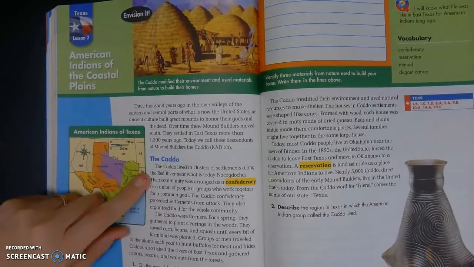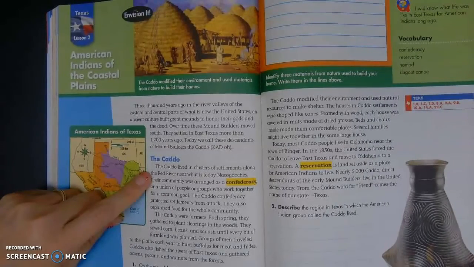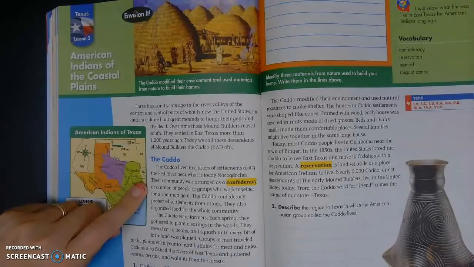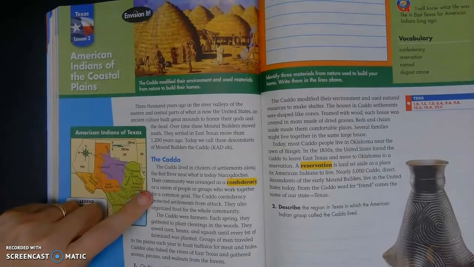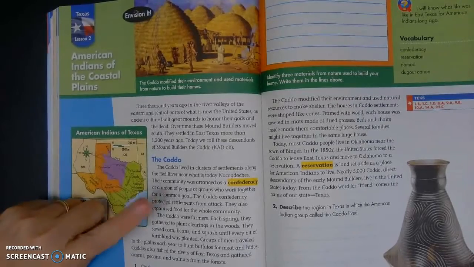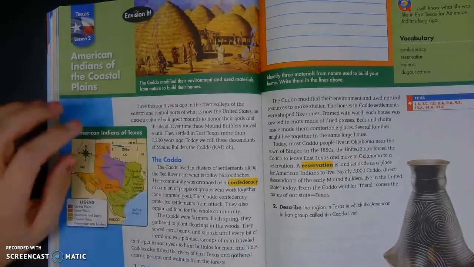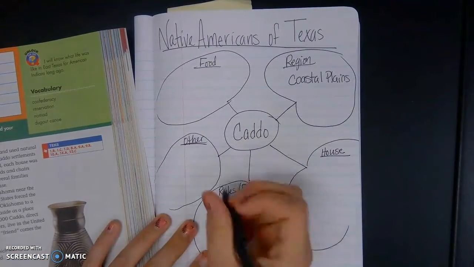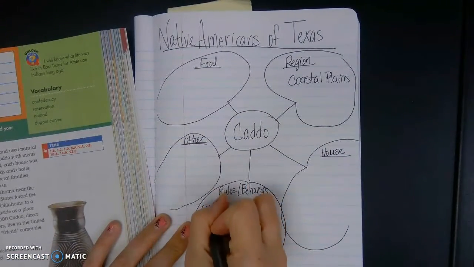All right. The Caddo lived in clusters of settlements along the Red River, near what is now Nacogdoches. Their community was arranged as a confederacy, or a union of people or groups who worked together for a common goal. That could be a behavior, don't you think? So I'm going to put that where it says rules and behavior: a confederacy.